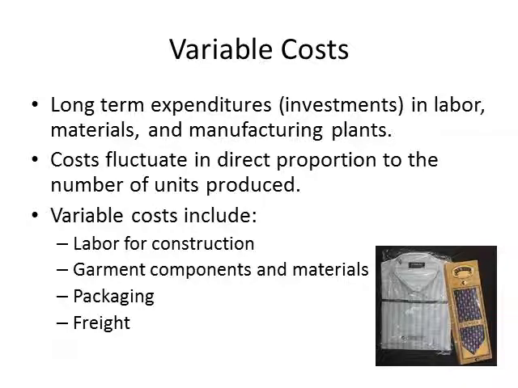Variable costs are long-term expenditures, also known as investments in labor, materials, and manufacturing plants. These costs fluctuate in direct proportion to the number of units produced. Some examples of variable costs include labor for construction, garment components and materials, packaging, and freight.